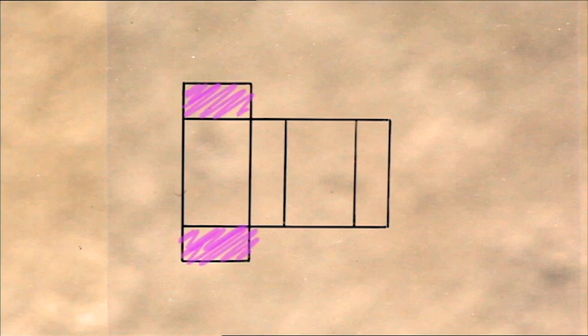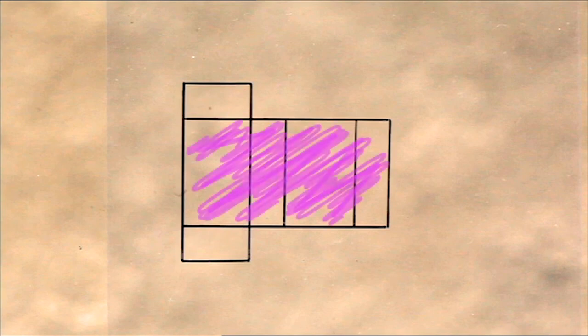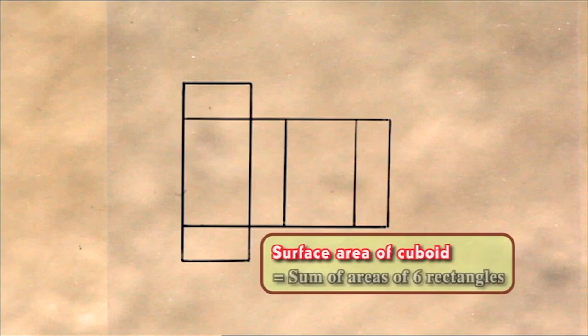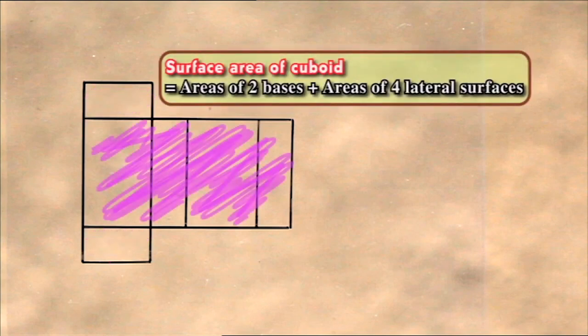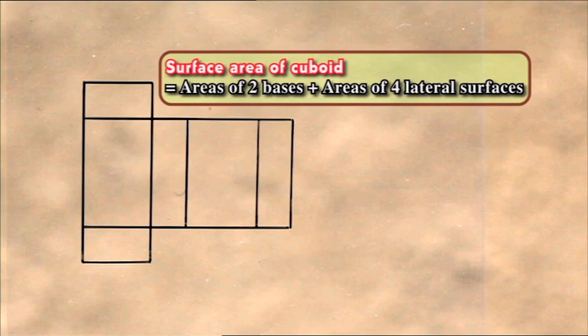This solid is a cuboid. The net of the cuboid represented here is made up of 6 rectangles. 2 rectangles are the 2 bases of the cuboid, and the other 4 rectangles are the lateral surfaces of the cuboid. Therefore, the surface area of the cuboid equals the total sum of the areas of the 6 rectangles. That is, the areas of the 2 bases and the area of the 4 lateral surfaces.